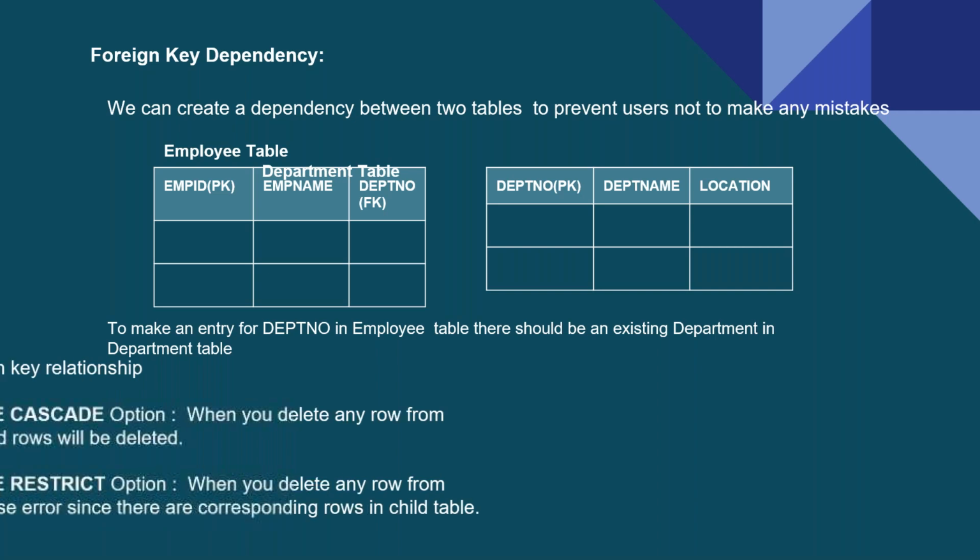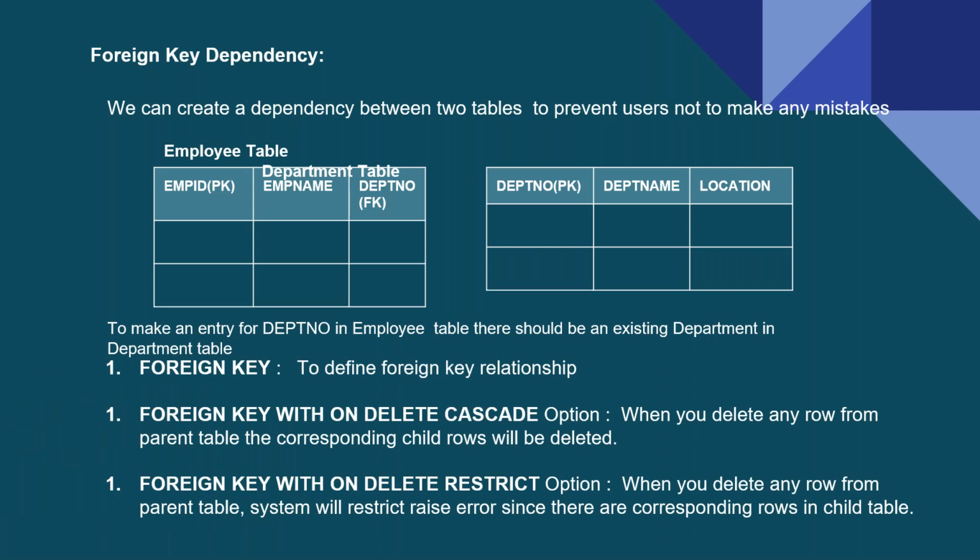So what is a foreign key? As I said, to define a foreign key relationship we have the keyword called foreign key, and also foreign key with the on delete cascade option. Along with foreign key, we can have these options also. What is on delete cascade and on delete restrict?